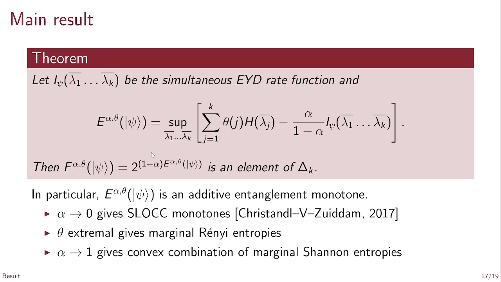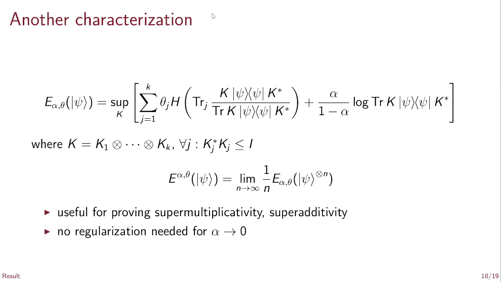but in this logarithmic form, because of this 1 over 1 minus alpha factor, we get a different thing. Namely, we get convex combinations of the marginal Shannon entropies of the state. And let me mention another characterization of the same quantity in terms of another quantity, which is a lower counterpart. So this will be something that's lower than what we had before, so a lower bound.